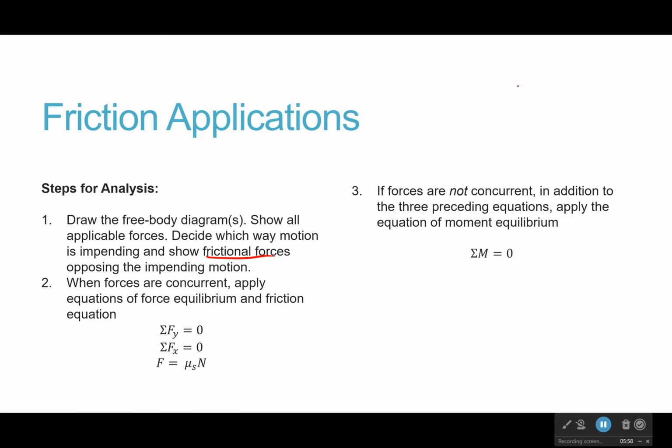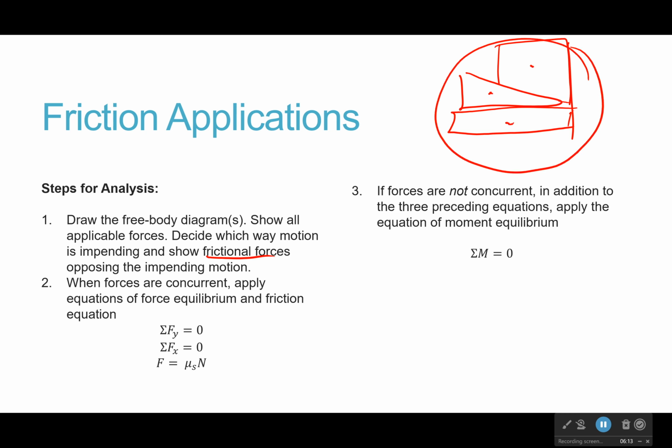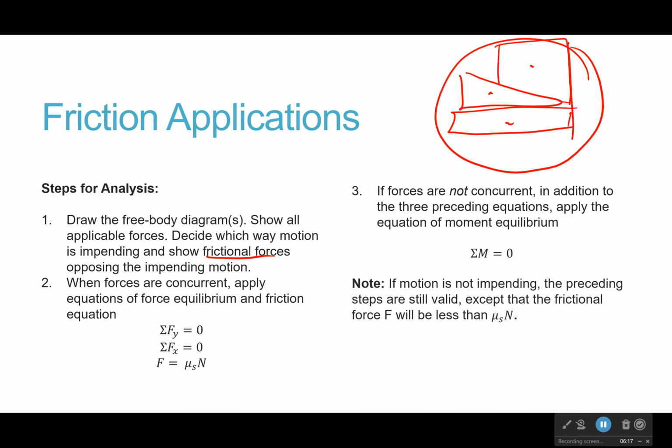One thing you're going to run into quite a bit, when we get to wedges, is multiple objects, like pushing against a wall or something like this. You have crazy situations and you have to say, okay, this is a free body diagram, this is a free body diagram, that's a free body diagram, and they're all a free body diagram together. Now, if motion is not impending, you can't use this equation right here. You just won't know what the force of friction is to begin with.